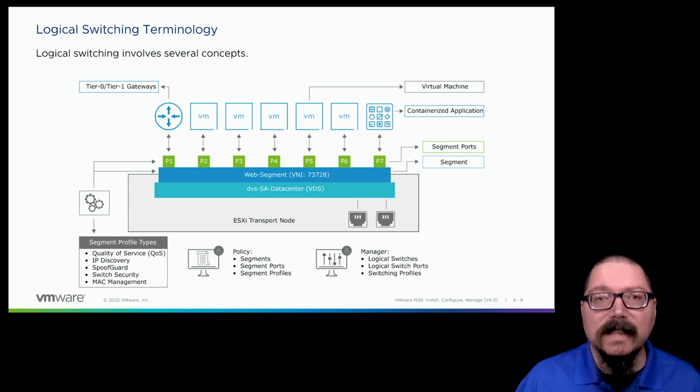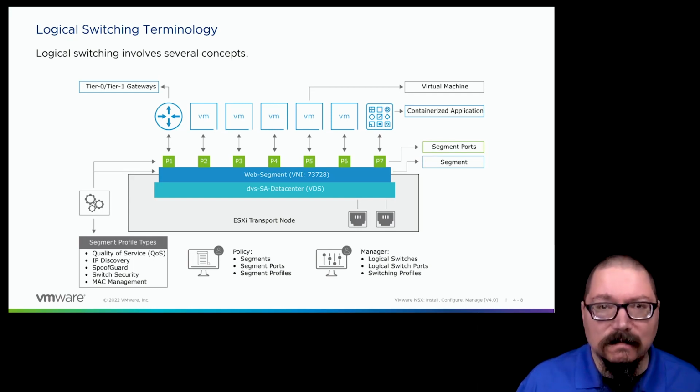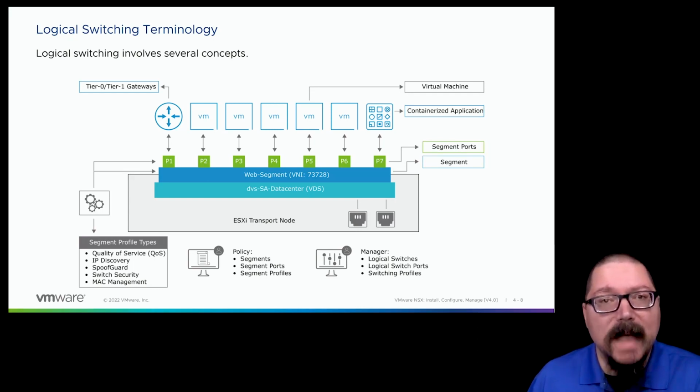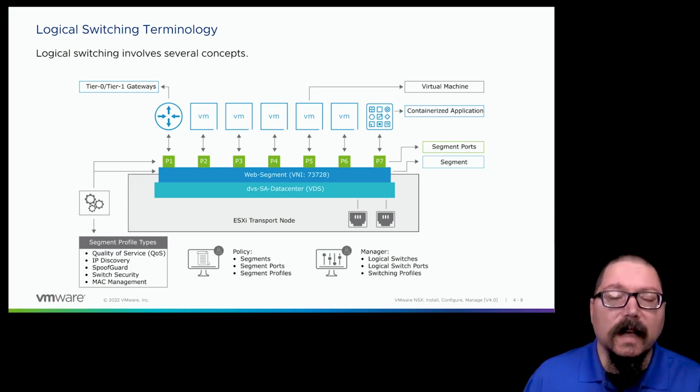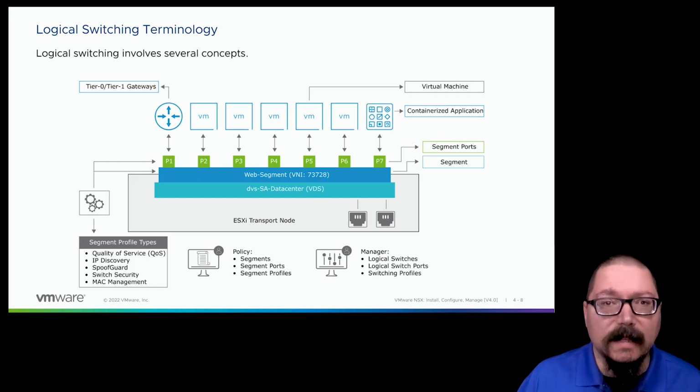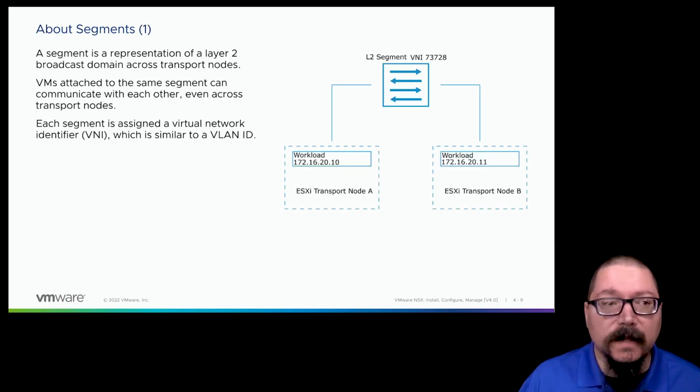If we look at these constructs in Manager, because remember, we talked about the difference between policy and manager, if we look at these constructs in the manager UI, we're going to look at logical switches and logical switch ports. And those are going to be far more specific things, right? The logical switch is simply the layer 2 domain. The segment is the layer 2 domain and some other configuration detail that we'll look at in future videos.